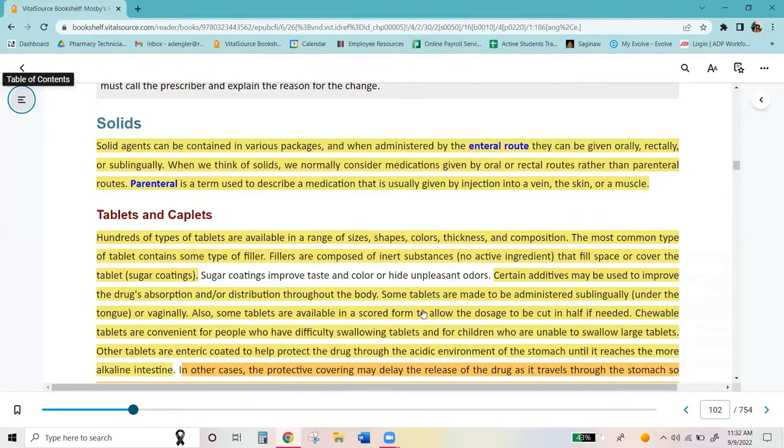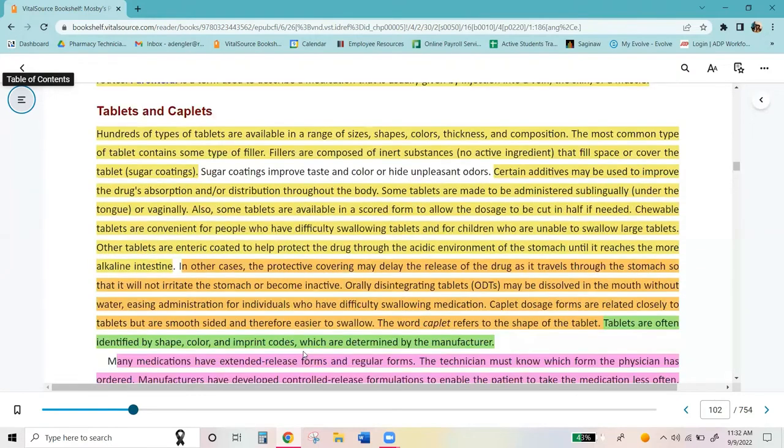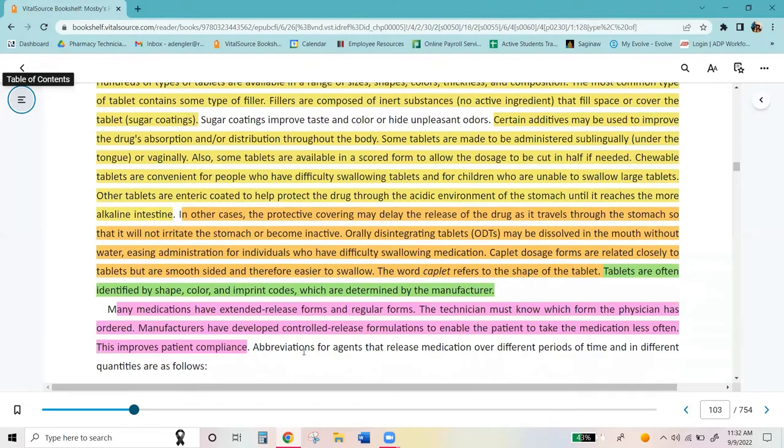Also, some tablets are available in a scored form to allow the dosage to be cut in half if needed. Chewable tablets are convenient for people who have difficulty swallowing tablets and for children who are unable to swallow large tablets. Other tablets are enteric coated to help protect the drug through the acidic environment of our stomach until it reaches the more alkaline intestines, which is less acidic. In other cases, the protective covering may delay the release of the drug as it travels through the stomach so that it will not irritate the stomach or become inactive.